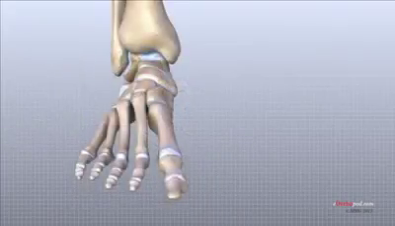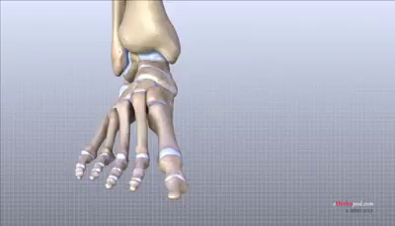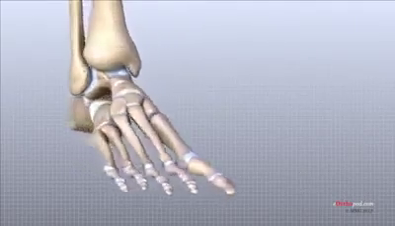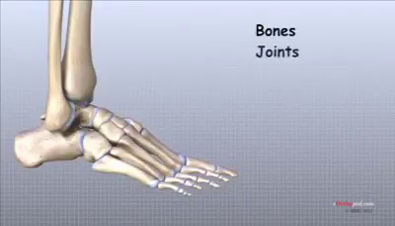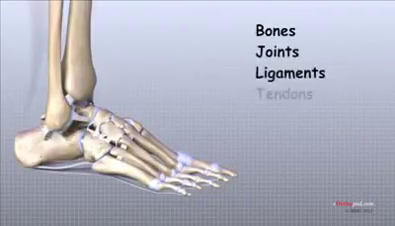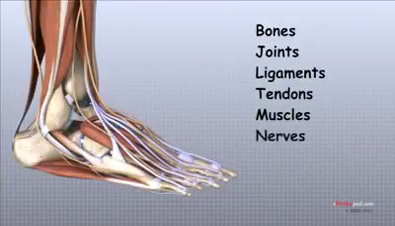The foot is an incredibly complex mechanism. Over the next few minutes, I will try to highlight the structures that relate to conditions and surgical procedures of the foot. The important structures of the foot can be divided into several categories. These include bones and joints, ligaments and tendons, muscles, nerves, and blood vessels.